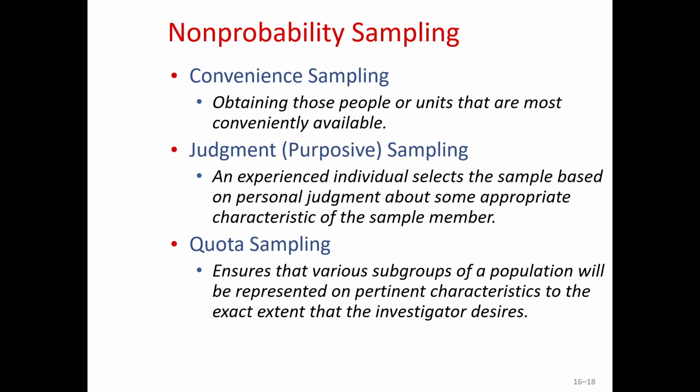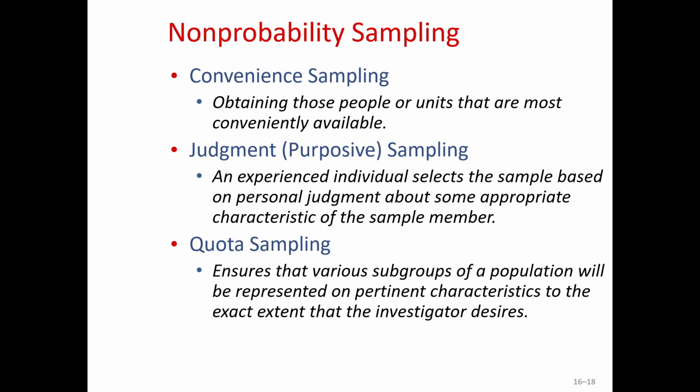Judgment or purposive sampling is a non-probability sampling technique in which an experienced individual selects the sample based on his or her judgment about some appropriate characteristics required of the sample member. Researchers select samples that satisfy their specific purpose even if they are not fully representative.